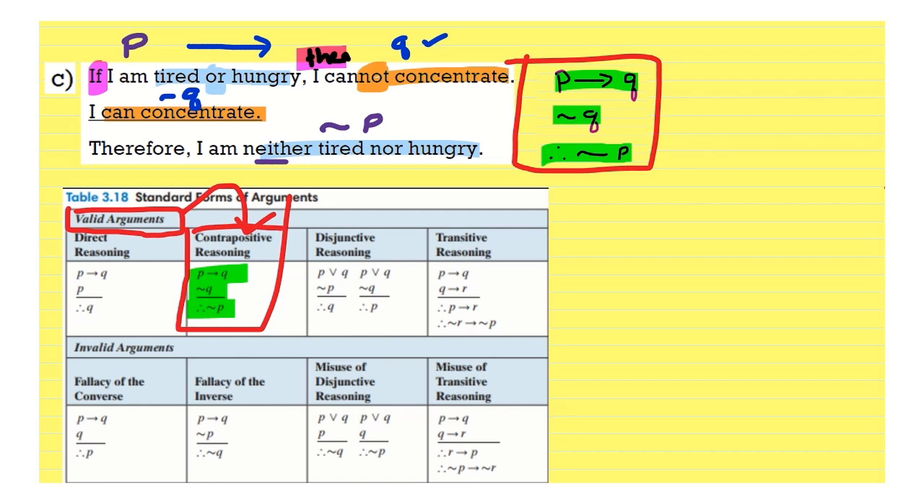Because that is a valid argument. So hopefully that helps you understand how to go through some of this process and how to use this chart, how to convert everything to symbolic language, and to verify if your arguments are valid or invalid.